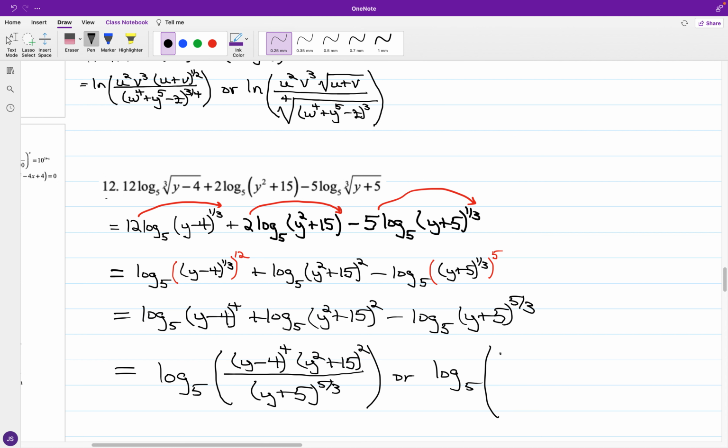So yeah, base 5 logarithm, so you have y minus 4 to the 4th, times the square of y squared plus 15, and you can display what we have in the denominator as a radical expression. So we got 5/3, and the 3 in the denominator indicates the nature of the radical, which would be a cubic root, and it's going to be that of the 5th order of y plus 5.